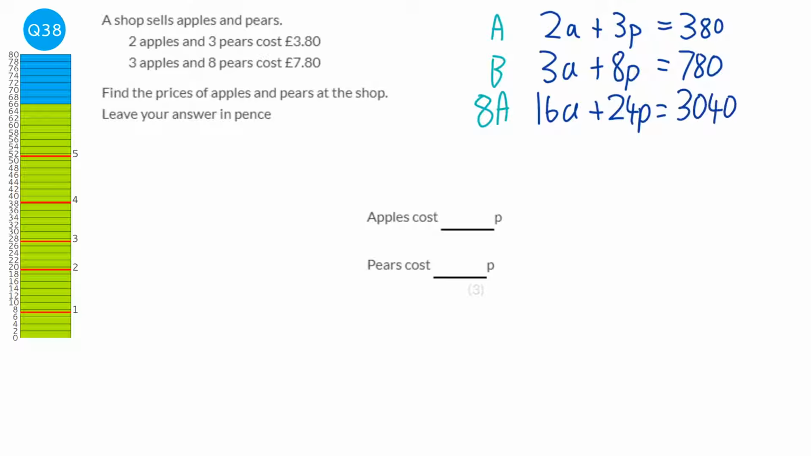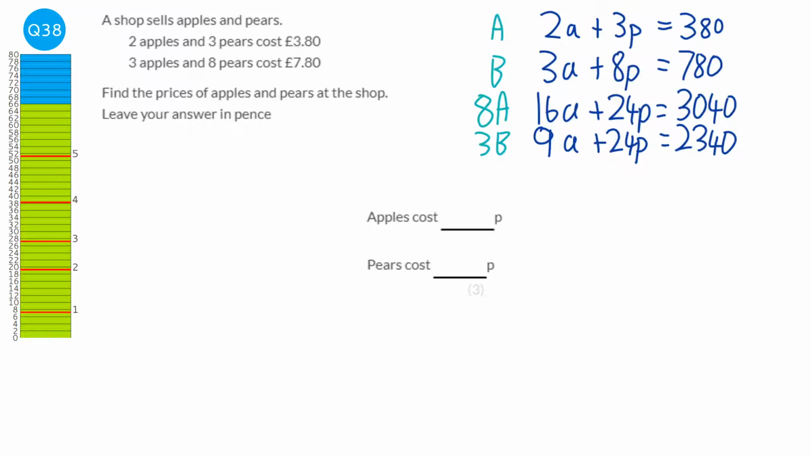And we're going to do the same with B, but this time we're going to times it by 3. So we're going to have 3b. And we're just going through everything here and timesing it by 3. So 9a plus 24p, which is good, that's what we wanted, and 780 times 3 is 2340. So now we've got both of these the same coefficient.